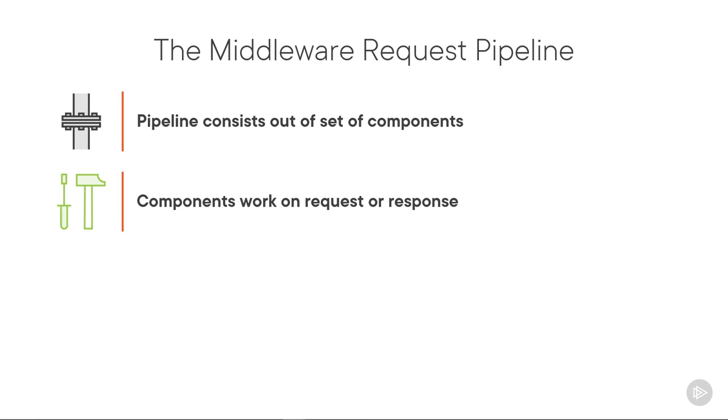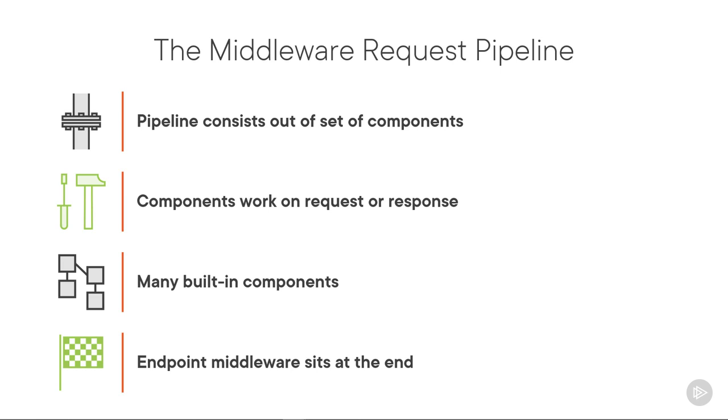Each component in the pipeline can look at the request, modify it, pass it on to the next component, or generate a response. And when a response is generated, the response will travel through the pipeline as well, in the other direction. And middleware components can also change the response again. ASP.NET Core comes with many built-in components that we can use or we can create our own. At the very end of the pipeline sits endpoint middleware, which is basically going to call the code that generates a response. That will typically invoke our code, which we will write, for example, in ASP.NET Core MVC.